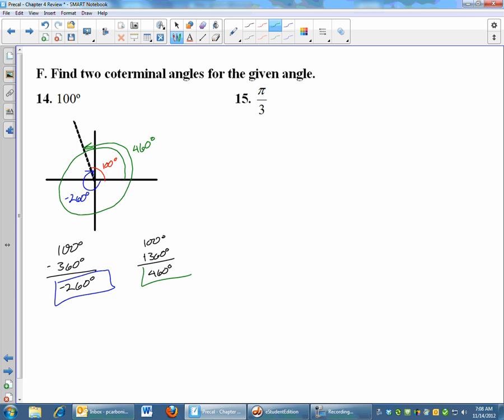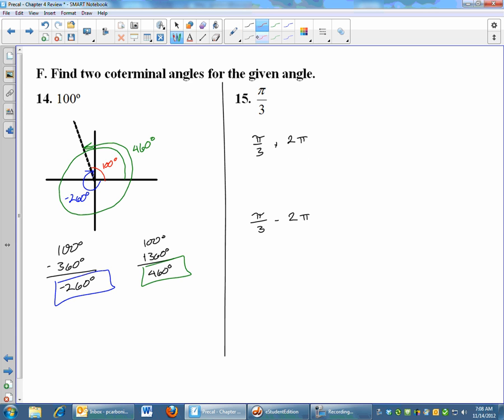Okay, good? Good. And the way you find the 2 coterminal angles is you simply take the angle you're given and you add 360 and you subtract 360. Or in the case of number 15, you're in radians, so we're going to add 2 pi and subtract 2 pi. So to get my 2 coterminal angles for pi over 3, I'm going to do pi over 3 plus 2 pi, and my other one is pi over 3 minus 2 pi, because 2 pi radians is the same as 360 degrees. So we're still adding the whole circle.